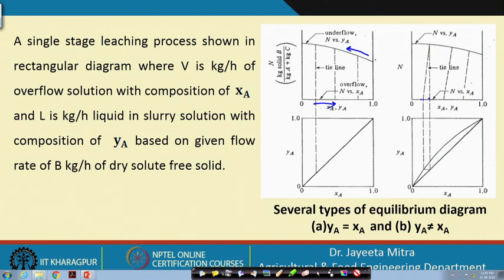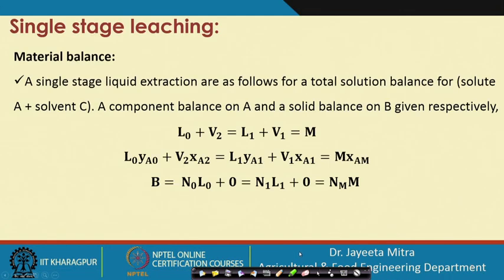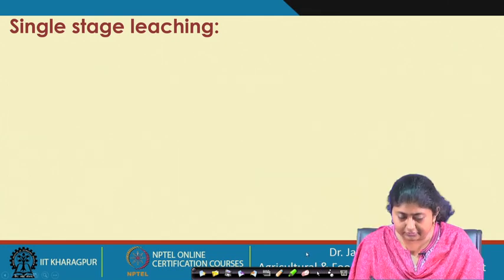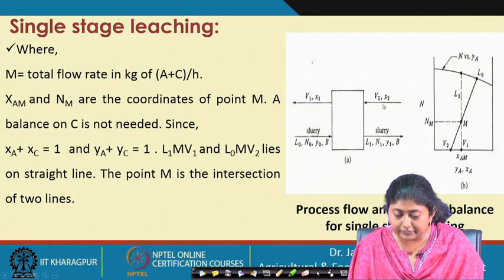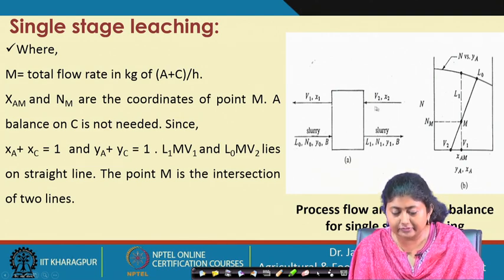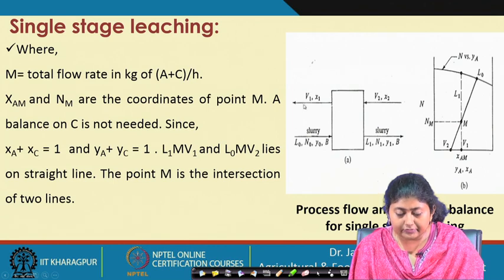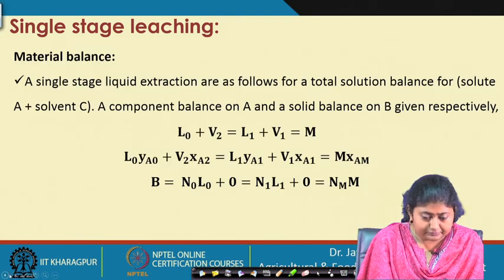Next is single stage leaching. Now, we will do the material balance. This is our figure, if you remember: we have L 0, N 0, Y 0 and B entering, and here V 2 X 2 entering. Here V 1 X 1 is the leaving stream, or the overflow, and this is the underflow, that is L 1 N 1 Y 1 B.